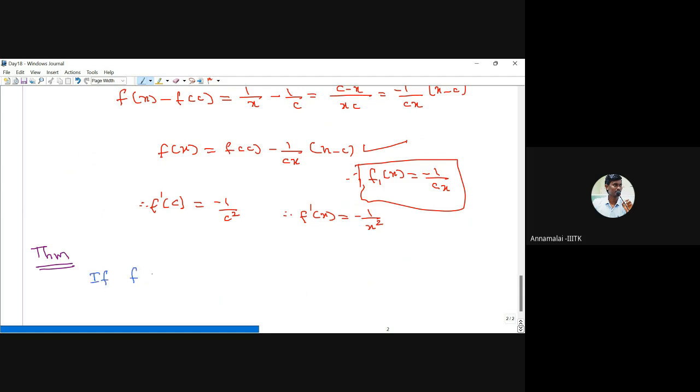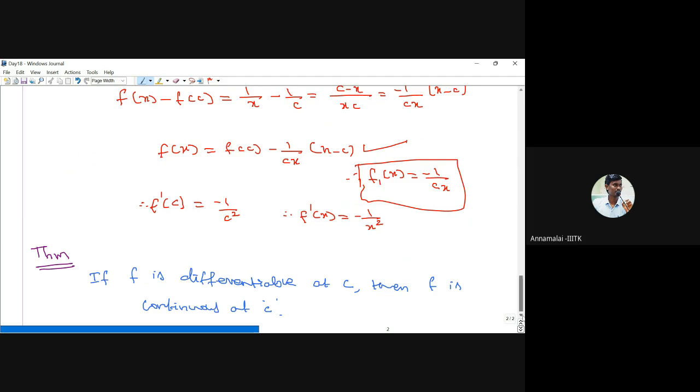If f is differentiable at c, then f is continuous at c. The proof is simple. Continuous at c means what we have to show? The limit as x goes to c of f of x equals f of c. We have to prove this.